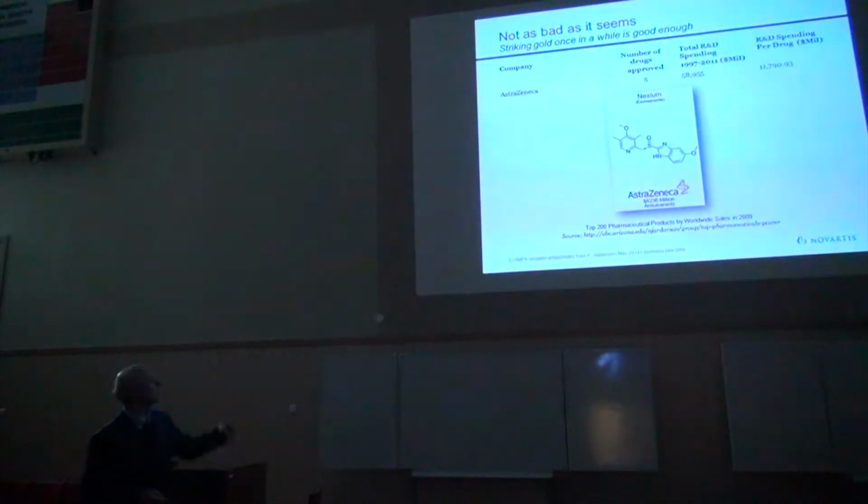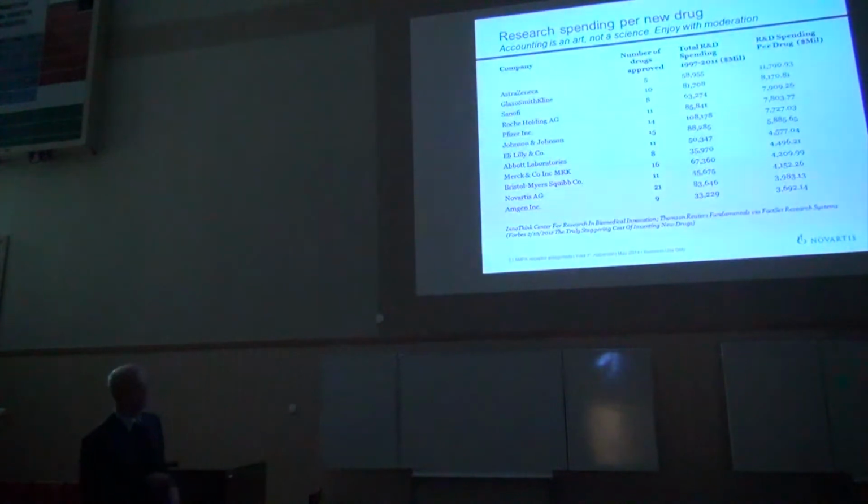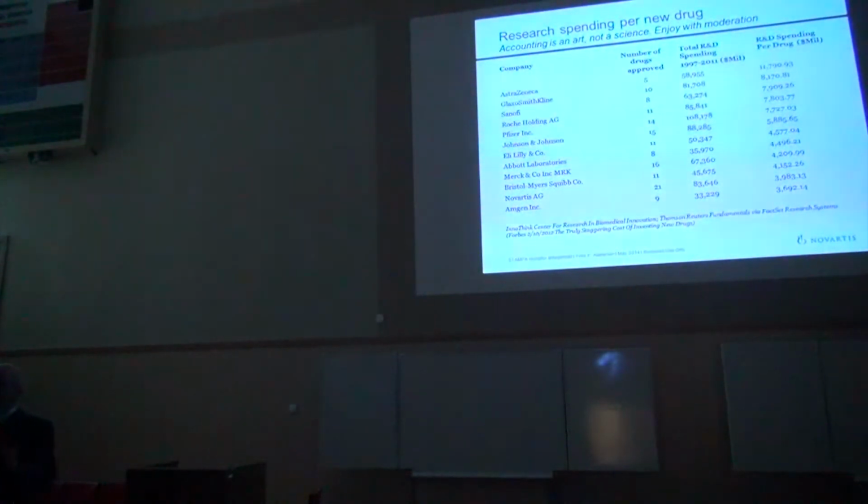So, can you go back to the previous slide? Thank you. So as I said, there are many ways of calculating what a drug costs to bring to the market. And one simple way is to simply take the number of drugs that have been approved by different companies and divide by the cost that has been invested in research to bring these drugs to the market. If you take the first example with AstraZeneca, they brought 5 drugs to the market, invested $58 billion between 1997 and 2011. If you divide this by 5, that gives you the cost per drug, which is about $12 billion.